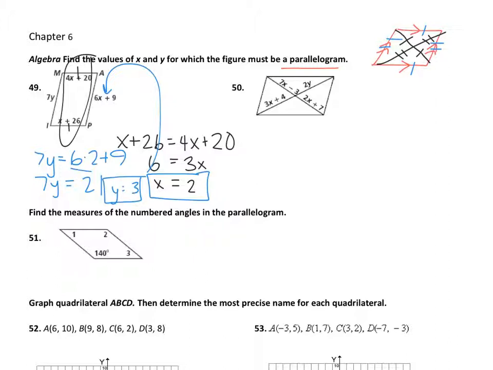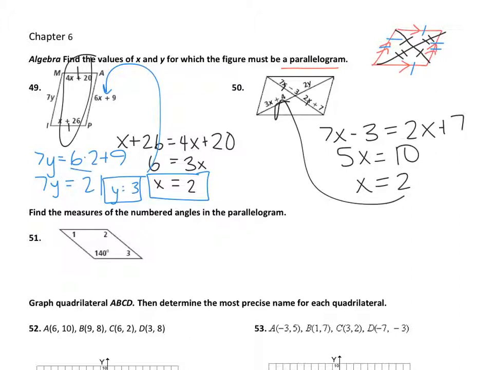And then number 50, we're going to use that the diagonals bisect each other, so I'm going to set these two equal. So 7x minus 3 equals 2x plus 7. Add 3 and subtract 2x, so 5x equals 10, x equals 2 again. Then plug 2 back in right here, so it's going to be 3 times 2 plus 4 equals 2y, 10 equals 2y, y equals 5.